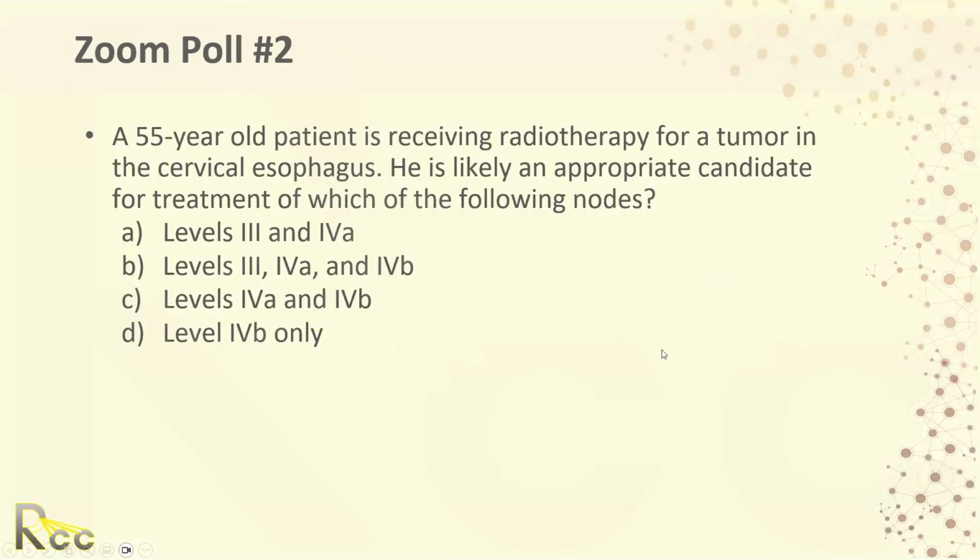Okay, another poll. I know this is going a little bit ahead because I didn't discuss level 4 yet, but let's see where everyone is at. So we have a 55-year-old receiving radiotherapy for a tumor in the cervical esophagus. I guess I'm cheating a little bit. I'm going into esophagus, but it's a low head and neck tumor, cervical esophagus, and he is an appropriate candidate for definitive radiation therapy. What are the primary echelon lymph nodes you would target? A, B, C, or D? I will launch this one.